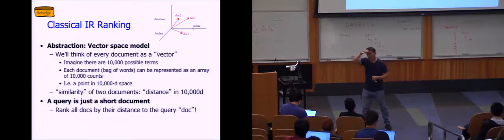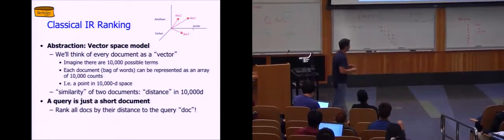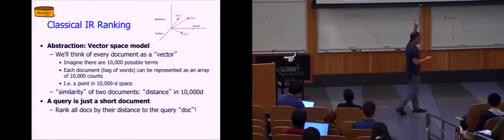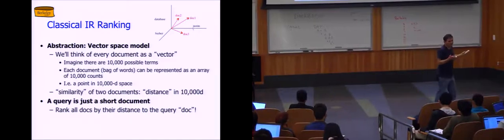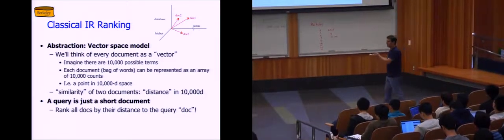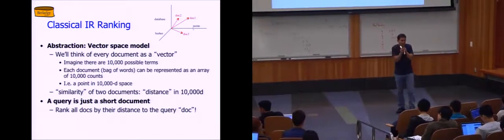What's the similarity of 2 documents? Similarity of 2 documents in vector space is their distance in 10,000 dimensions. Maybe their Euclidean distance, let's say for now, okay? So how far apart are 2 points in document space? That's how close those documents are to each other.